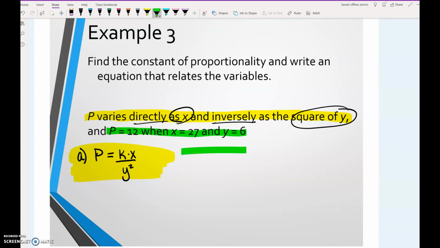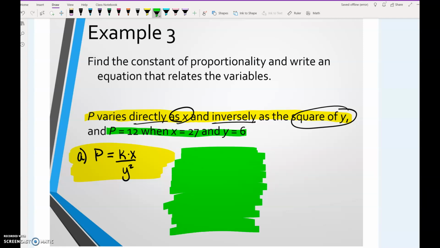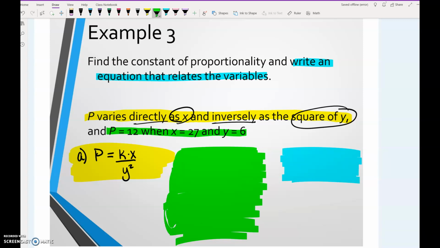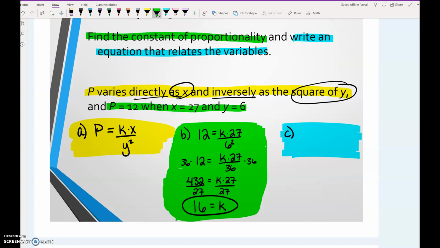Then they tell us some values. So for part B, I want you to plug those values in and figure out what K is. And then for part C, write an equation that relates the variables. So try this one on your own. Plug that in, figure out what K is, then write the equation.